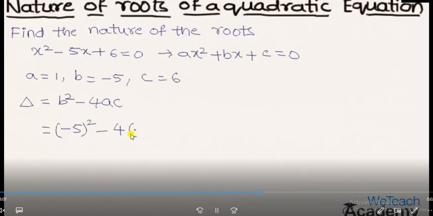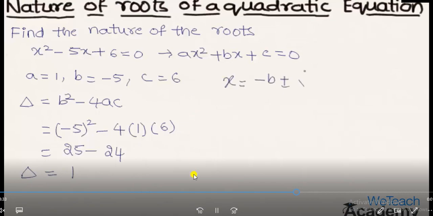Here I have used del instead of d. So substitute the values of b, a and c. You will get minus 5 whole square minus 4 into 1 into 6. That is 25 minus 24. So value of del in this case is 1. Since our del or d is greater than 0, real roots exist and we will find two distinct real roots. So let us find out those roots now.